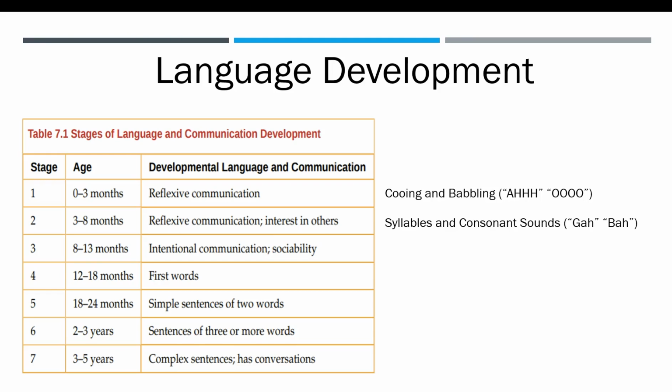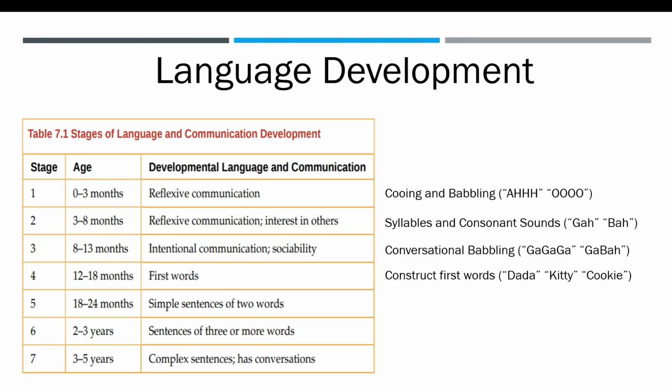And then stage 3 is between 8 and 13 months, and this is intentional communication in which a person is trying to be sociable. And this includes conversational babbling, like ga, ga, ga. And then stage 4, between 12 and 18 months, is when the first words develop. This could be dada, or kitty, or cookie.